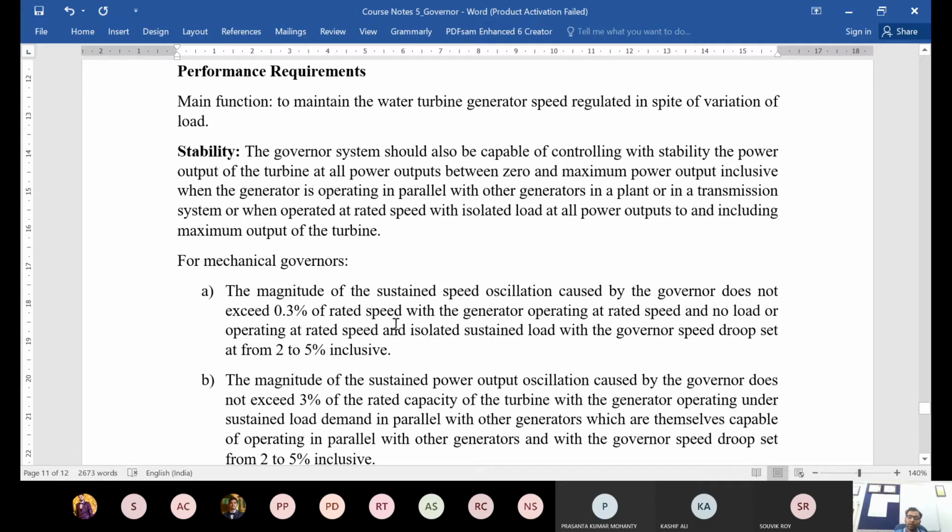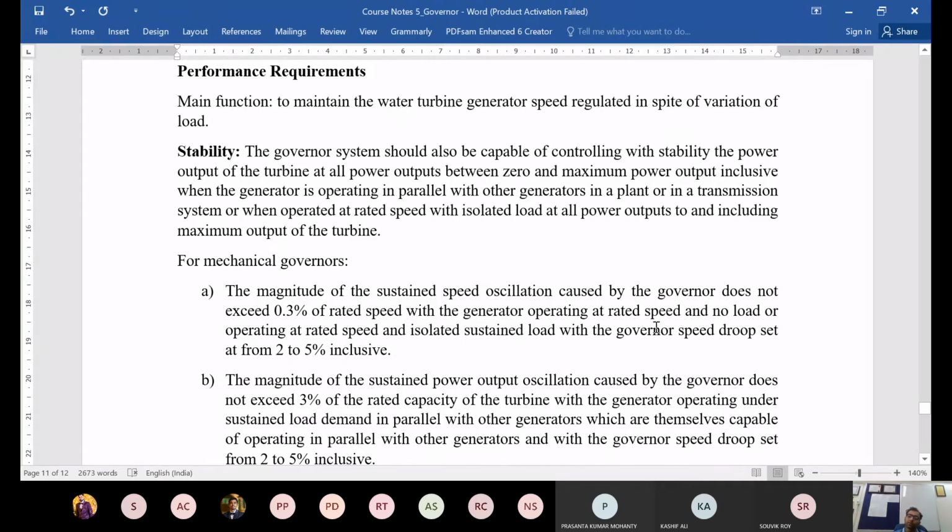So what it means is that there are these two conditions. The first clause A is talking about two conditions. One is that when your generator is operating at rated speed and no load. So it is operating at the rated speed but without any loading. Or it is operating at rated speed and isolated sustained load. So there is sustained loading, but it is an isolated mode of operation. It is not operating in parallel with other generators. That isochronous type of mode of operation.